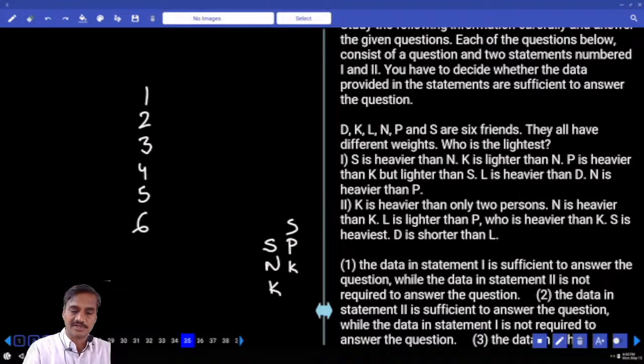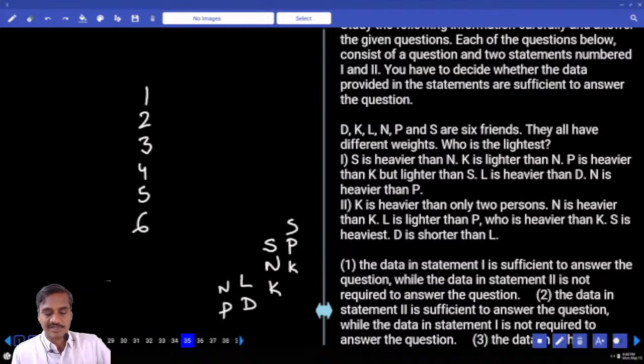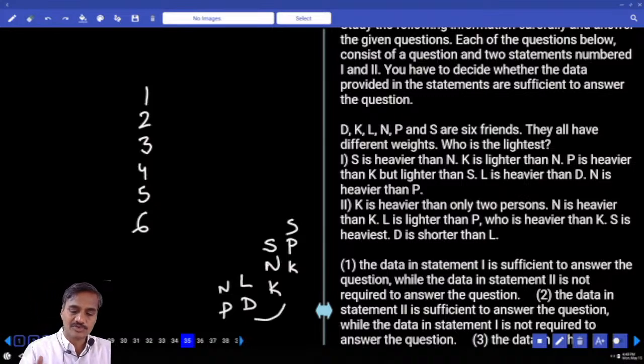L is heavier than D. Now this L which is heavier than D, and N is heavier than P. Now who is the lightest? Now among these, P cannot be the lightest. D or K can be the lightest. D and K. Okay, and so 1 alone is not sufficient.